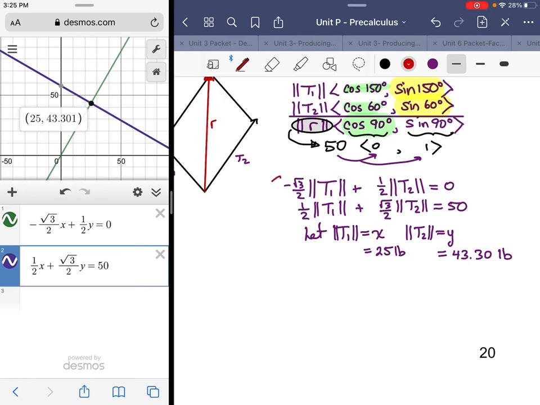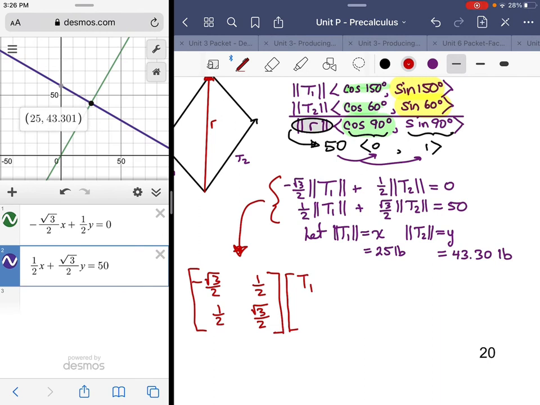Now, for those of you who are linear algebra minded, and when we incorporate the third dimension, more and more of you will want to be, so that's a good thing. We can use some techniques that are associated with linear algebra in order to come up with solutions here. So I'm going to rewrite this linear combination as a product of a matrix and the vector T1, T2. So I'm going to say negative radical 3 over 2, 1/2, 1/2, positive radical 3 over 2.